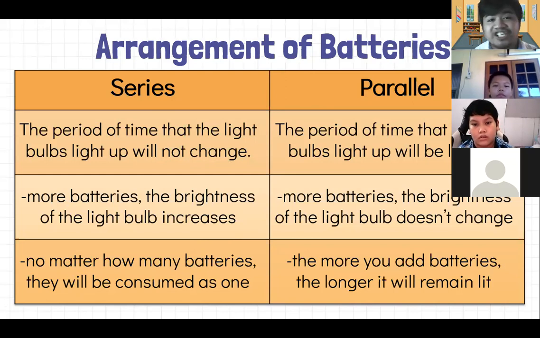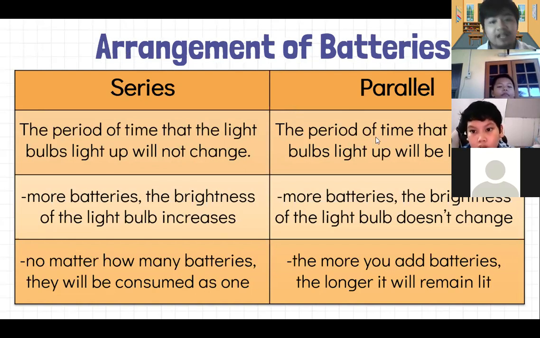For example, the flashlight, okay? So when we use batteries in the series arrangement, the light bulb will be brighter, okay? But it will not last long. If one battery lasts for 2 hours, even if we add more batteries, they will be consumed as one. So they will only last for 2 hours, even if you put 10 batteries, okay? If they are arranged in a series arrangement.